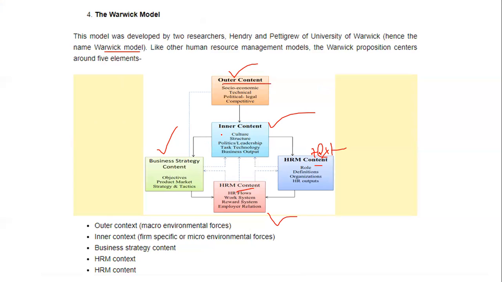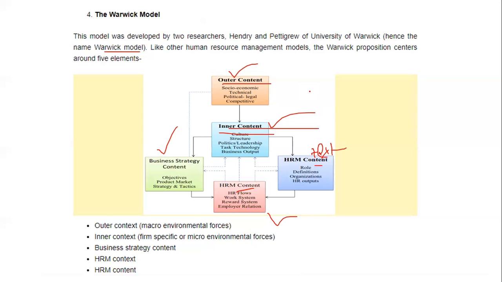See, we have outer content and inner content. That is your inner environments and outer environments. Your inner are called micro, outer are called macro. So these are the factors through which the business can get affected, or the business strategies need to be changed.